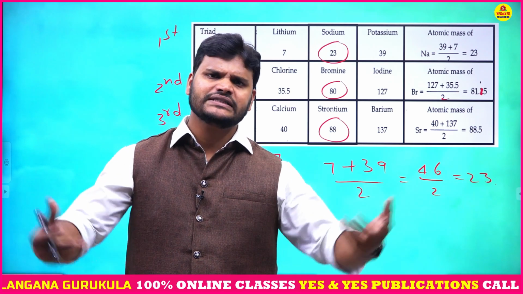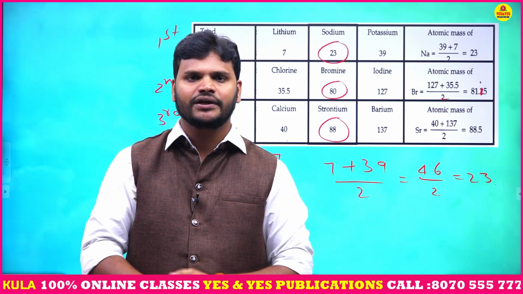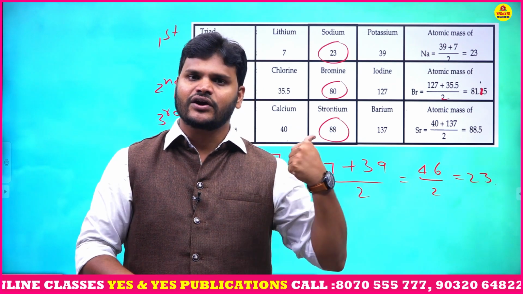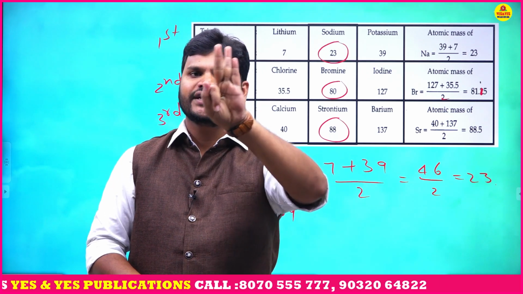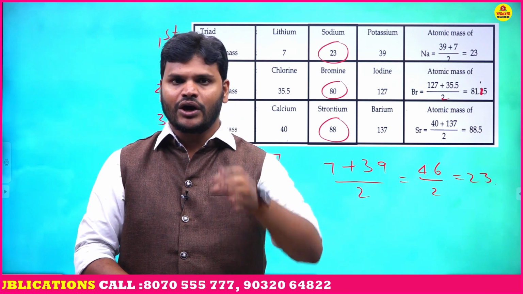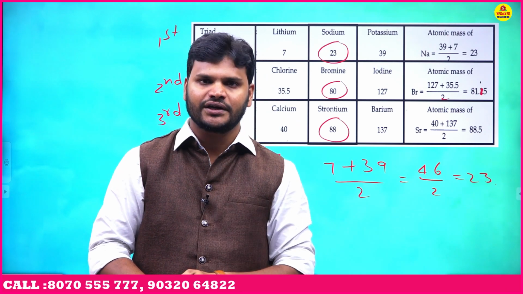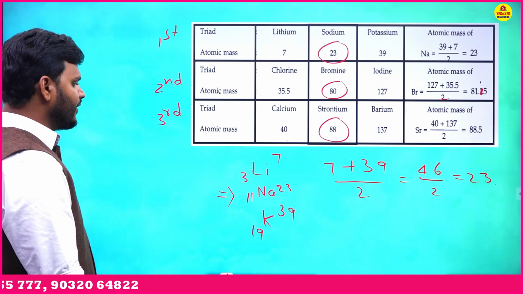What is the first recorded attempt? Periodic table. This concept is Dobereiner's triad. So according to this concept, how many triads are possible? 3 triads are possible. Triad means a group of 3 elements. You have to observe a group only. Why? Because a group has similar properties, isn't it? This is the Dobereiner triad.